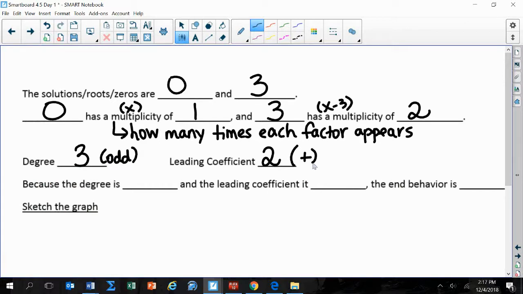And if I have an odd degree function with a positive leading coefficient, we want to know something about the end behavior. Because the degree is odd and the leading coefficient is positive, the end behavior looks like what? Is it going to be the same or opposite? Opposite. And because it's positive, we're going to be starting pointing down and increasing as we go from left to right. Any questions about that? So you can see how we're putting all of these puzzle pieces together.